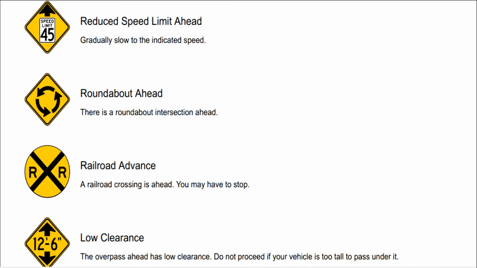Roundabout ahead. There is a roundabout intersection ahead. Railroad advance. A railroad crossing is ahead. You may have to stop. Low clearance. The overpass ahead has low clearance. Do not proceed if your vehicle is too tall to pass under it.